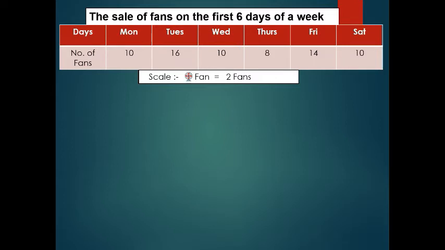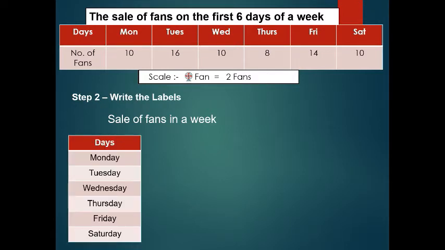For this, the very first step is to write the title. So, the title in this example is sale of fans in a week. Then comes your second step, that is to write the labels. What will be your labels in this example? Your Monday, Tuesday, Wednesday, Thursday, Friday and Saturday, that is, your days will be your labels. Then comes your third step, that is to write the scale or key. That has already been mentioned in the example. The image of one fan is equal to 2 fans is your scale or key.